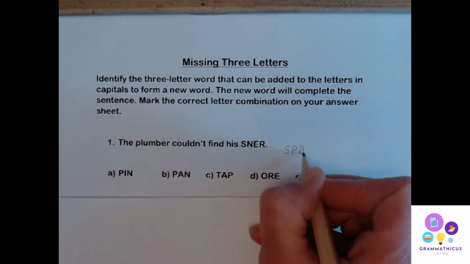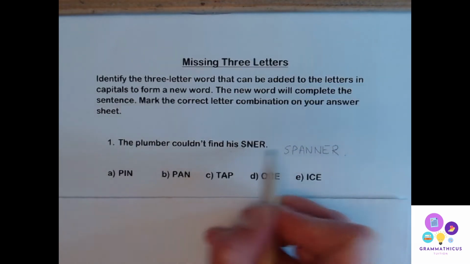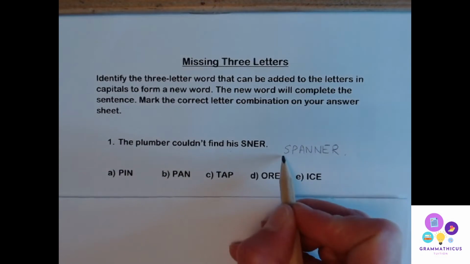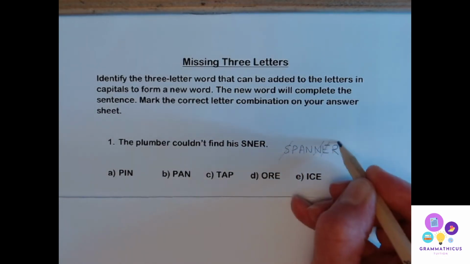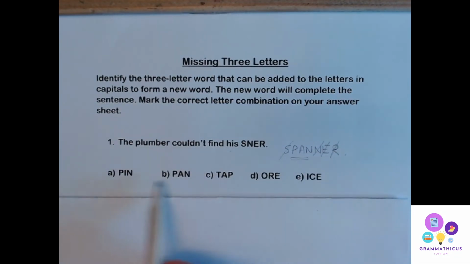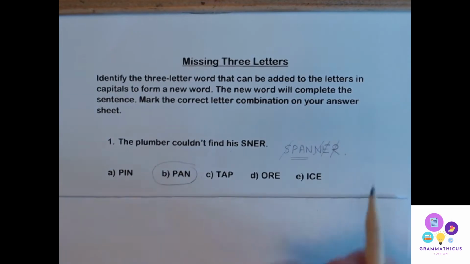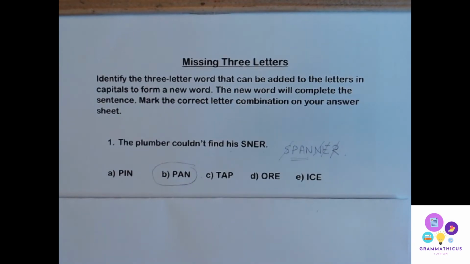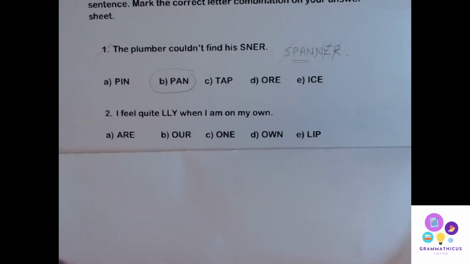Now, I'm going to write the word spanner down here to start with. I can see that I have those letters within the word spanner. So I've got the S, the N, the E and the R, and I can see that I'm left here with the word pan. Well, if I look at the possible 3 words that I've got down here, I can see that I have the word pan here, so I'm going to circle that. I'm going to mark B on my answer sheet, and when I've done that I'm going to cross off question number 1. Let's have a little look at question number 2.